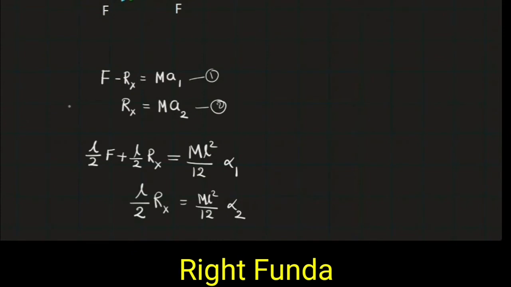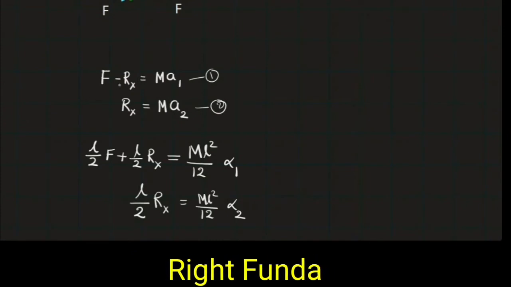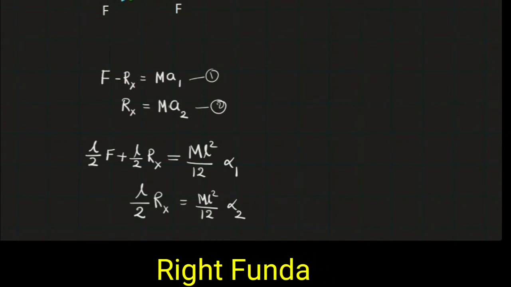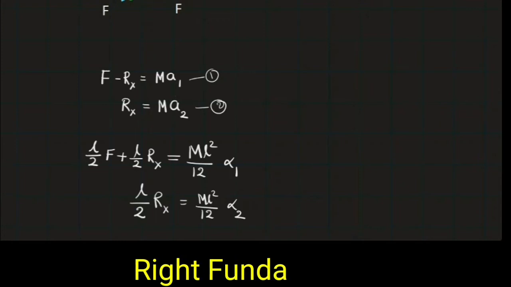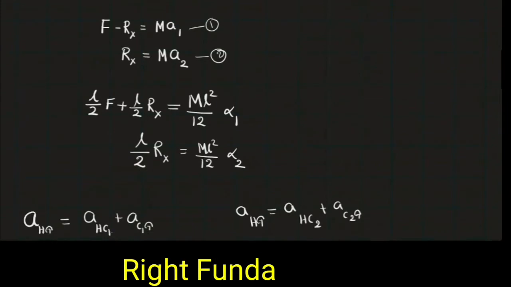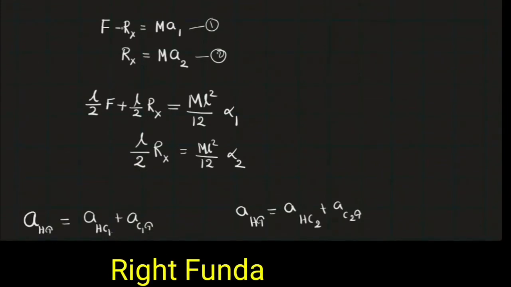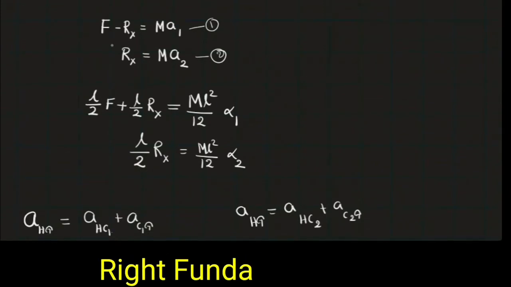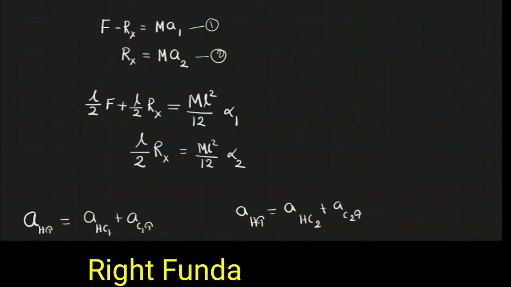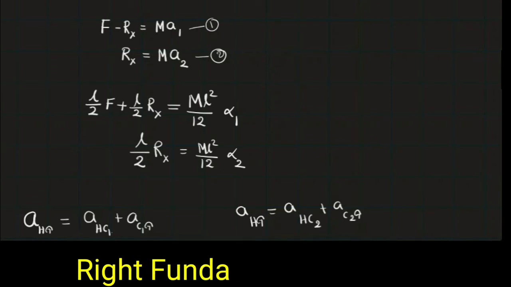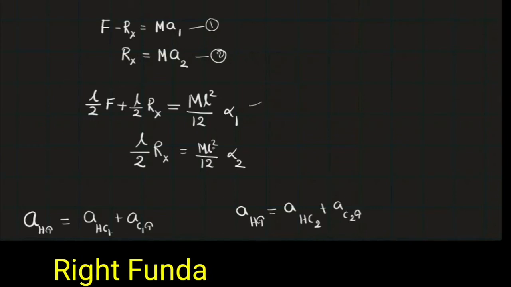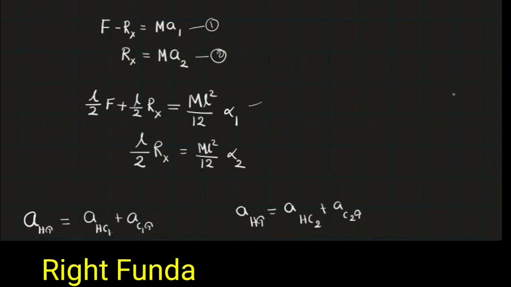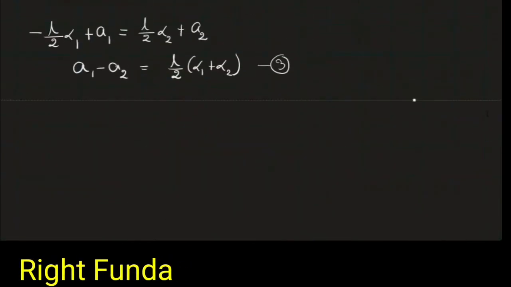A1 I can get from this: it is equal to F minus Rx by M, and A2 is equal to Rx by M. I can add both equations and calculate A1 plus A2. A1 plus A2 is equal to what? This will be cancelled, and we get F by M. A1 plus A2 can be written as F by M. So from this I can get alpha 1, and alpha 2 from this. Everything, A1, A2, I can get from these equations and substitute, or simplify further.